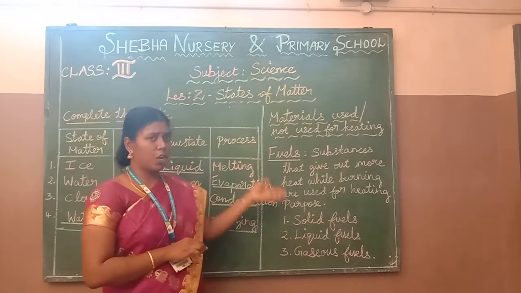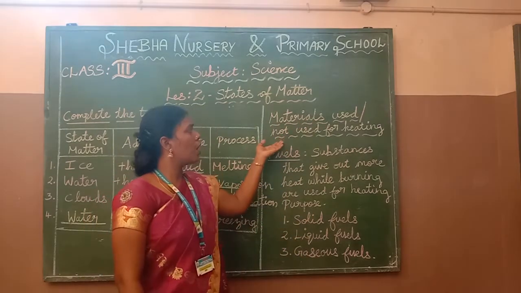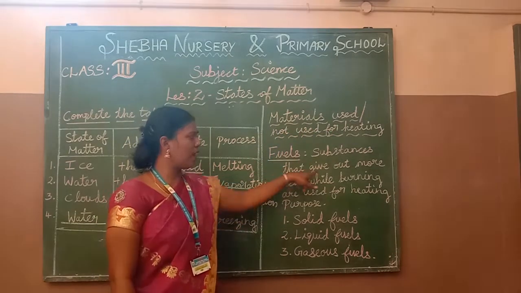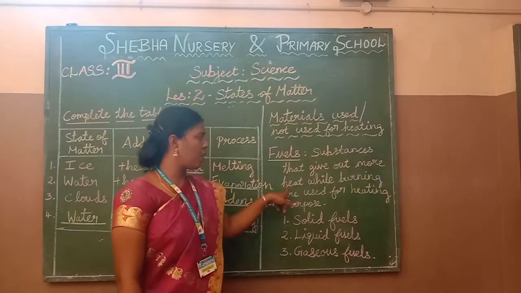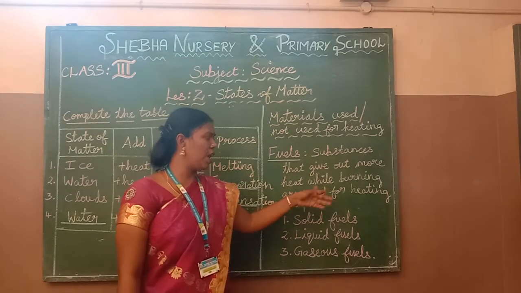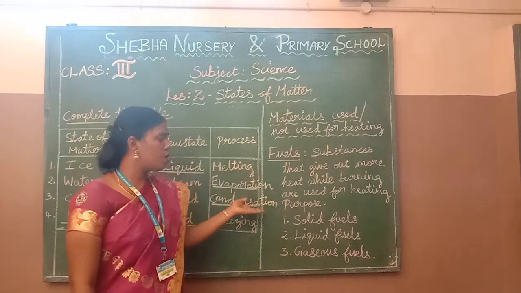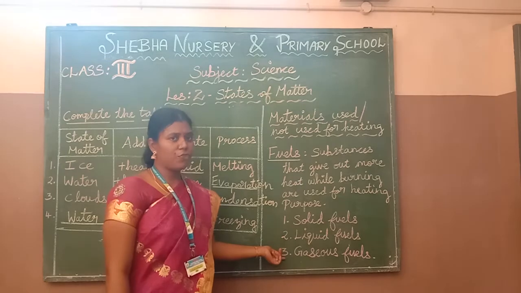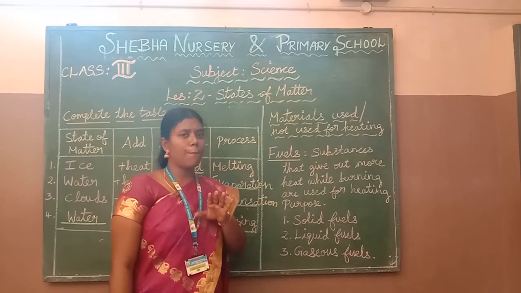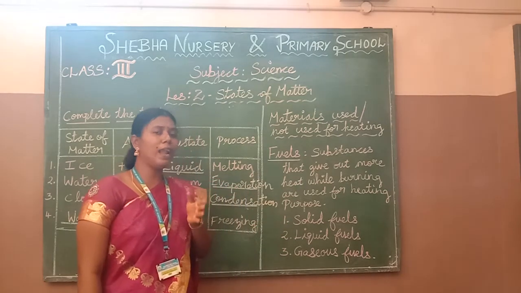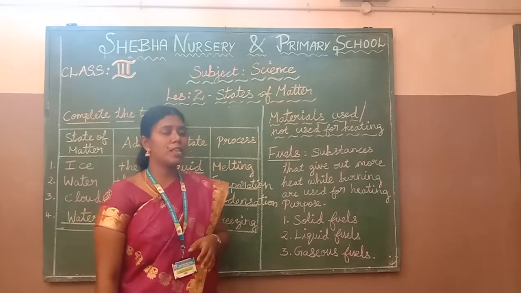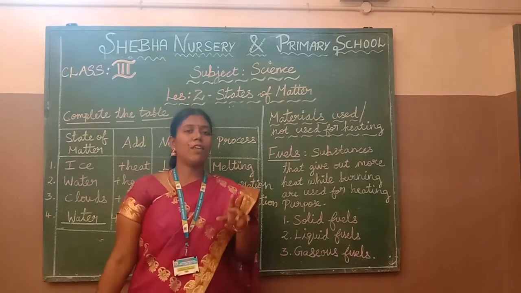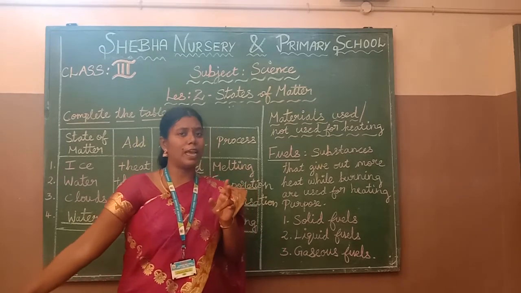Okay, again I will tell you. Fuels are substances that give out more heat while burning and are used for heating purposes. Fuels have three types: solid fuels, liquid fuels and gaseous fuels. Solid fuels have examples like coal, charcoal, wood and cow dung. Liquid fuels are oil, kerosene and petrol. And gaseous fuels are gobar gas and LPG cylinder.